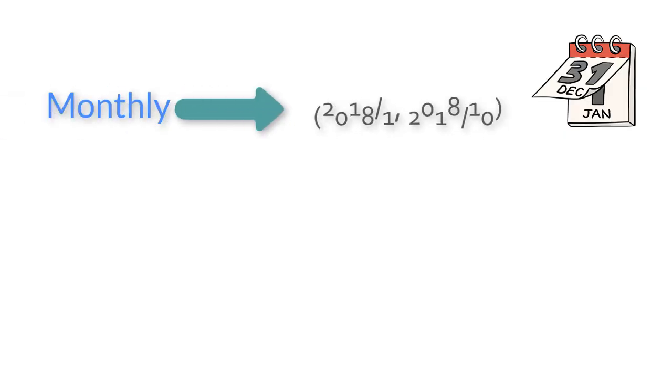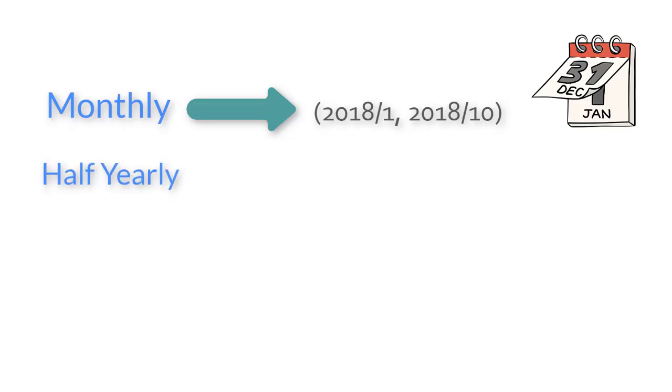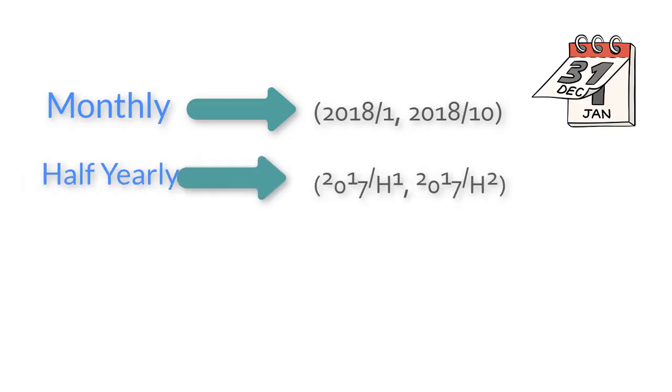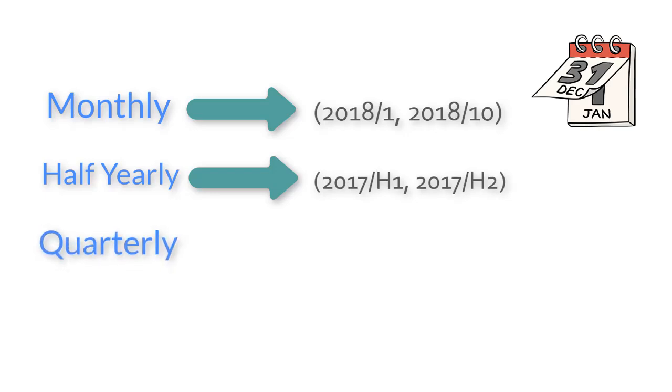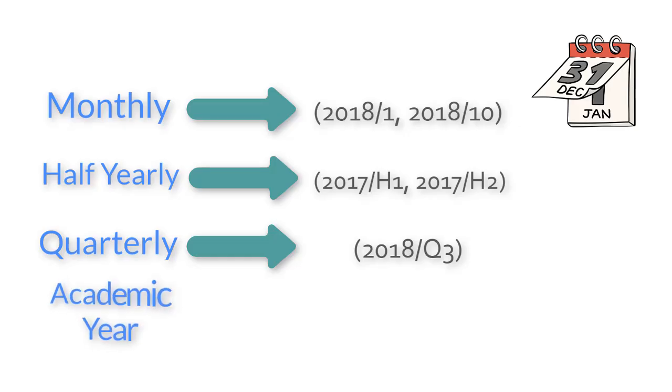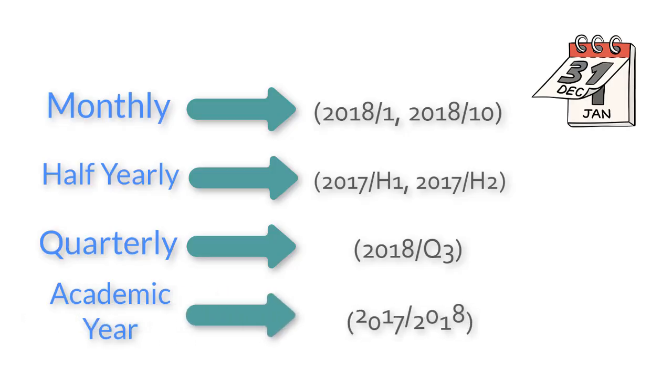Other periods available in the system are monthly report, which means data must be filled each month. The following format should be provided for monthly reports. Half-yearly, which means data must be filled each 6 months. The following format is applied for half-yearly reports. Quarterly, which means data must be filled each 3 months. The following format is applied for quarterly reports. And finally, academic year periods, which apply to school reports only. The following format should be used for academic year reports.